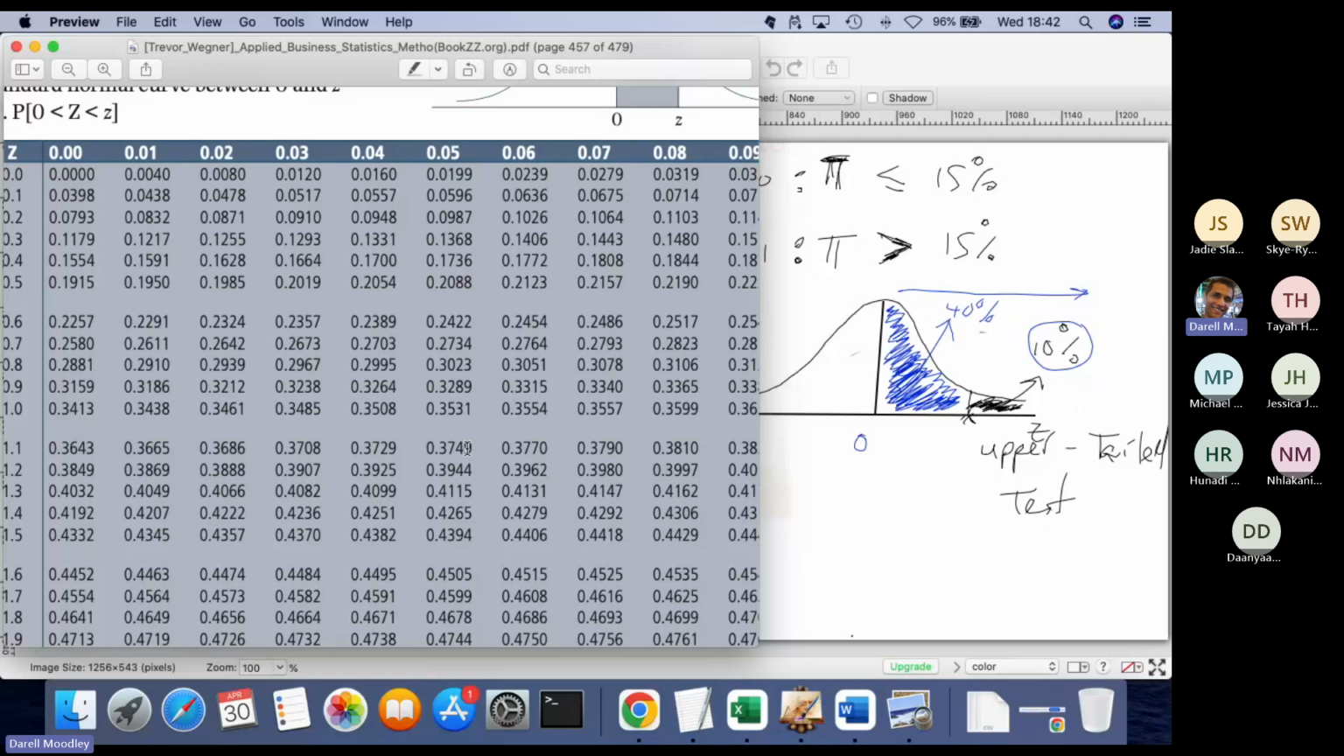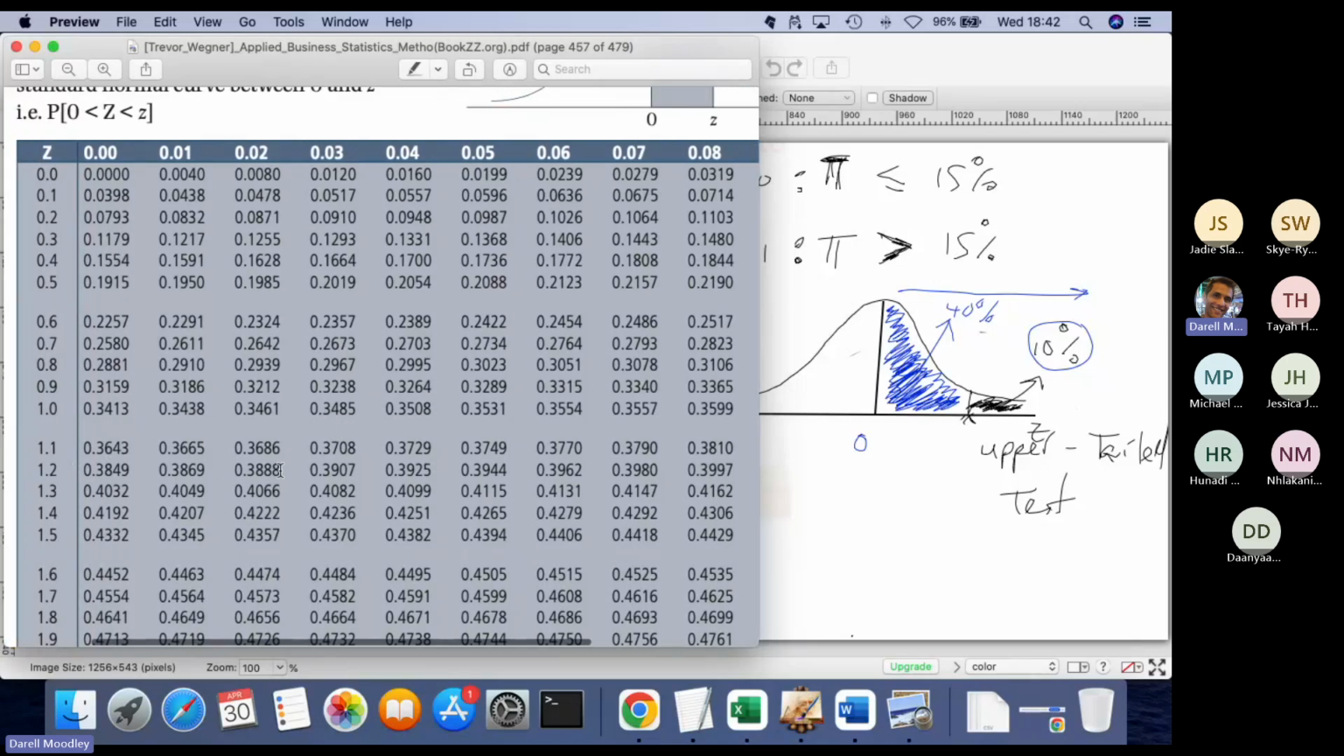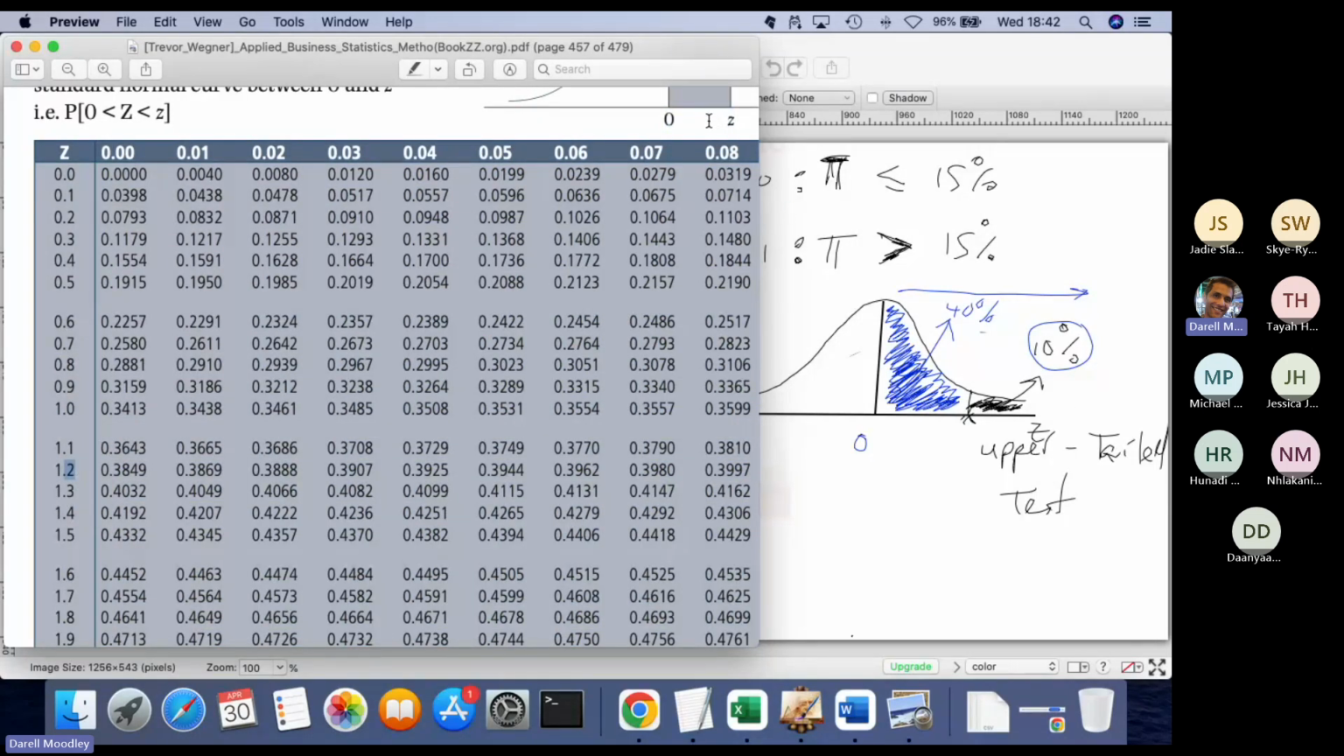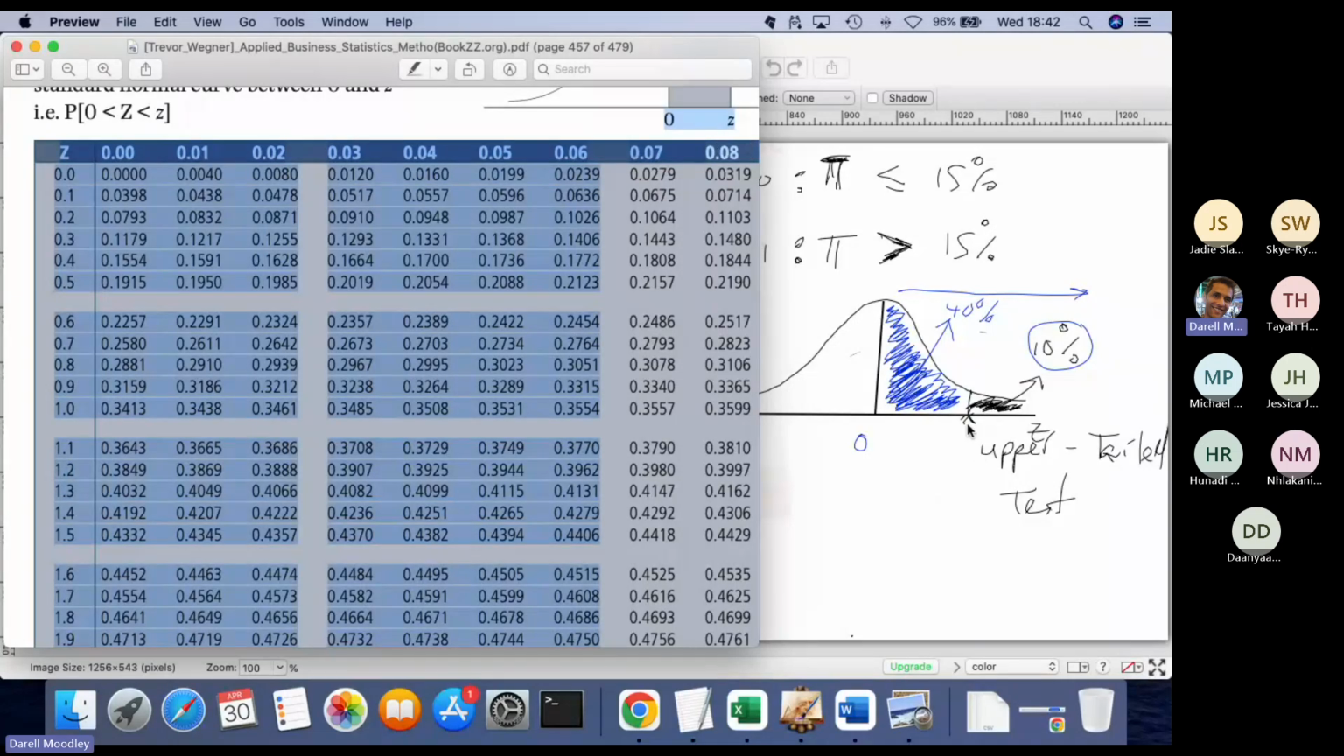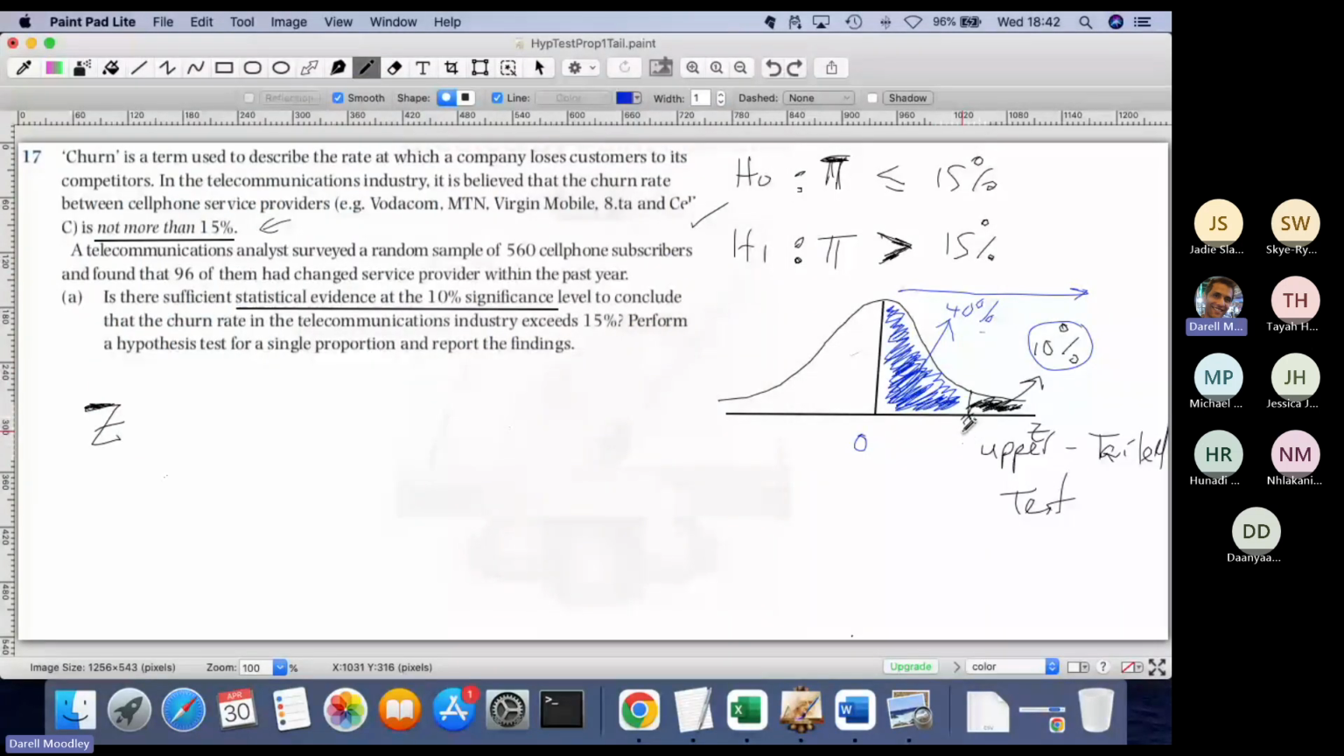is 1.28. Yeah, 1.28. 1.2. Yeah, there it is there. Okay, it's 0.3997. That's as close as you get to 40%. All right, 0.4. So your Z value is 1.28. In other words, that's the value here on this x-axis, on this horizontal axis, 1.28.